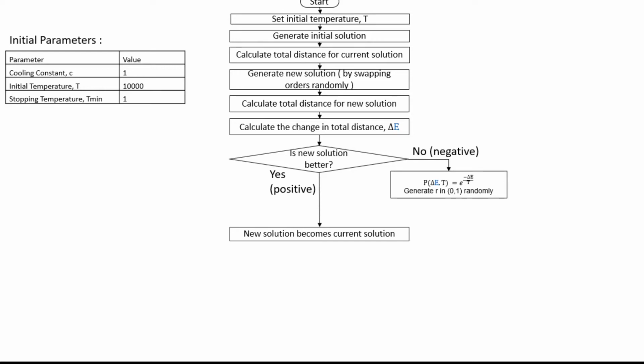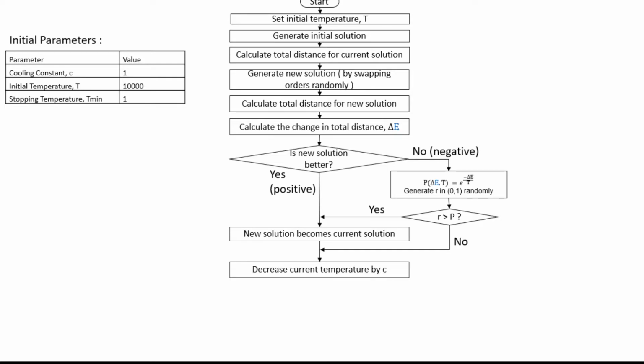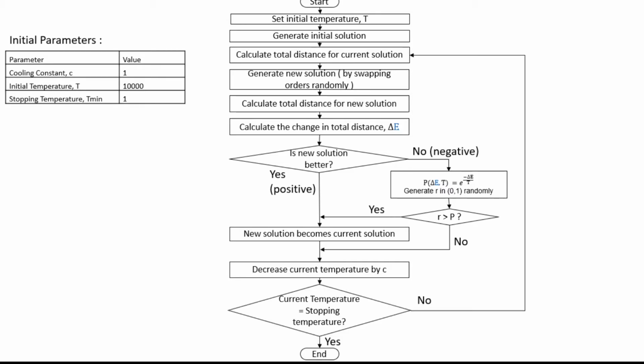If it is negative, the acceptance function P is calculated. Then, a random number R between 0 to 1 is larger than the acceptance function is considered. If it is larger, the new solution is also accepted. Otherwise, the solution is not accepted. The current temperature will be updated with the cooling constant C. This repeats until the current temperature reaches the stopping temperature, which means that it is essentially 10,000 iterations to run this algorithm.